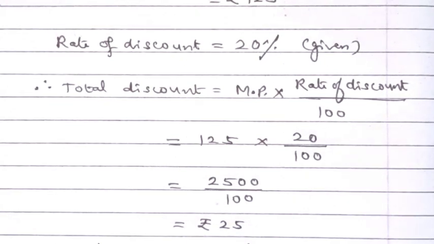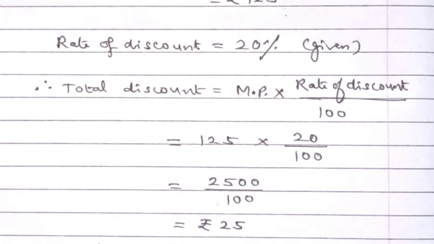So till here try to understand. The decided price was 100. He increases the price by 25%. So the new price becomes 125. On this rupees 125, he gives 20% discount. So the discount is now 25 rupees.